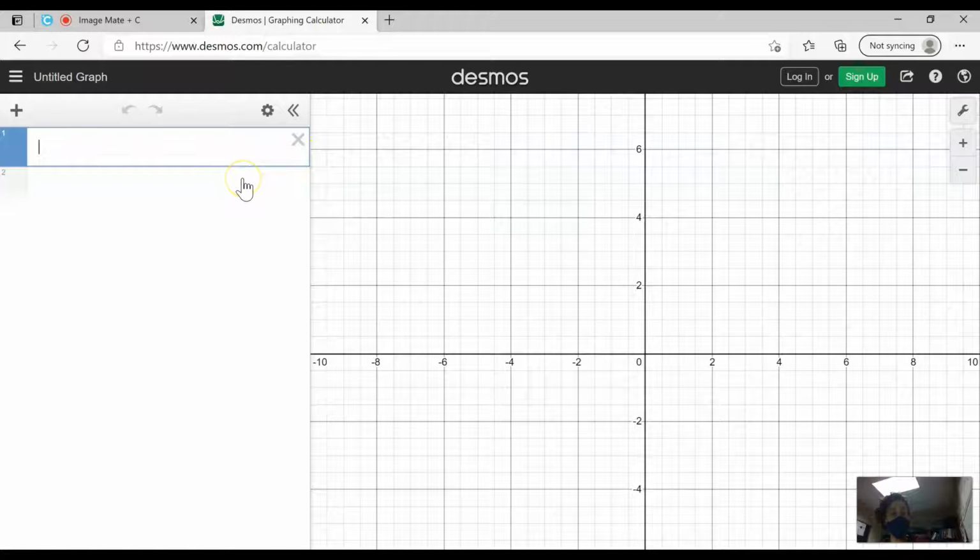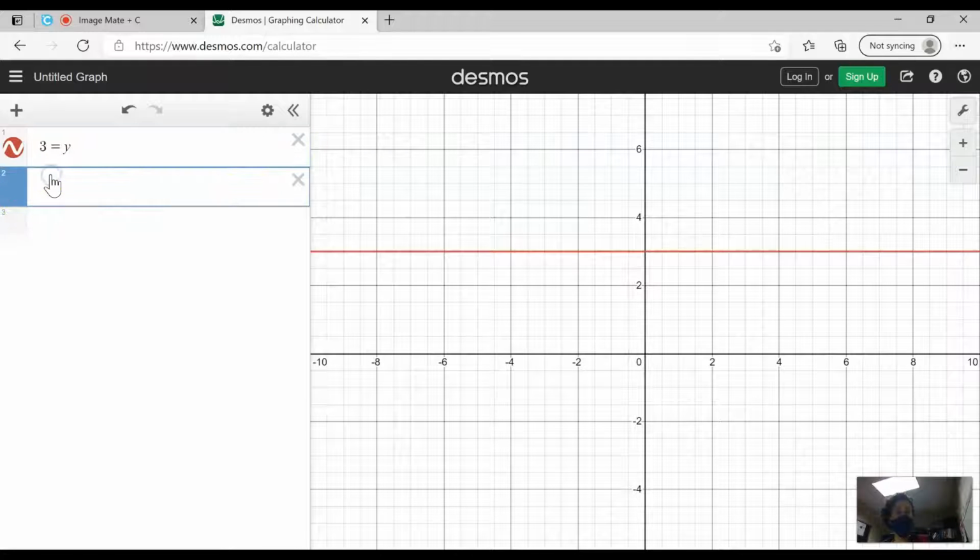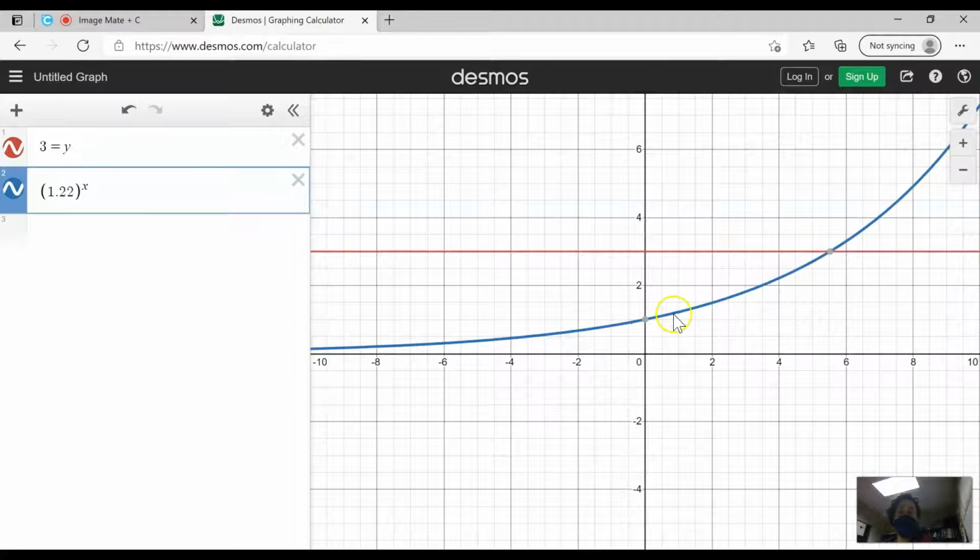And now I'm going to put 3 in, but since it's just a number, I'll have to put an equals y. And then I'll put in the 1.22 to the x power, which is our t, and then just look for where they meet. So I can see that's 5.525 years.